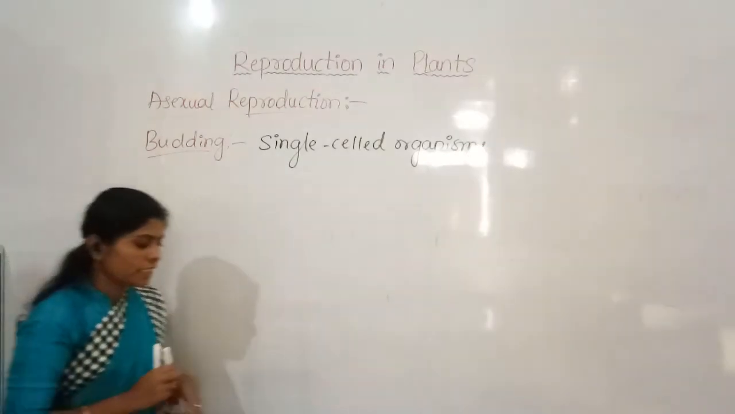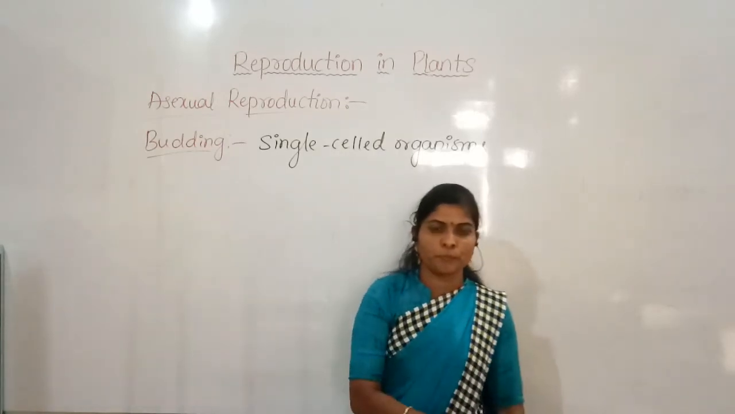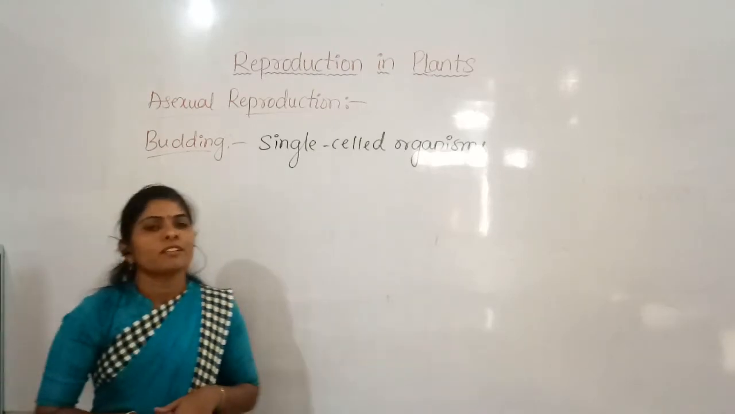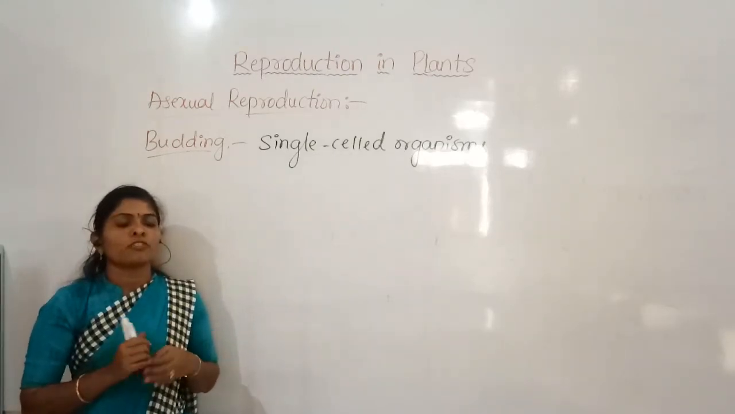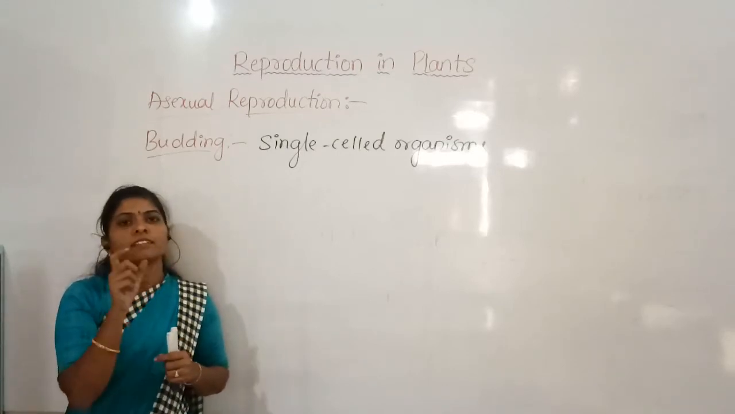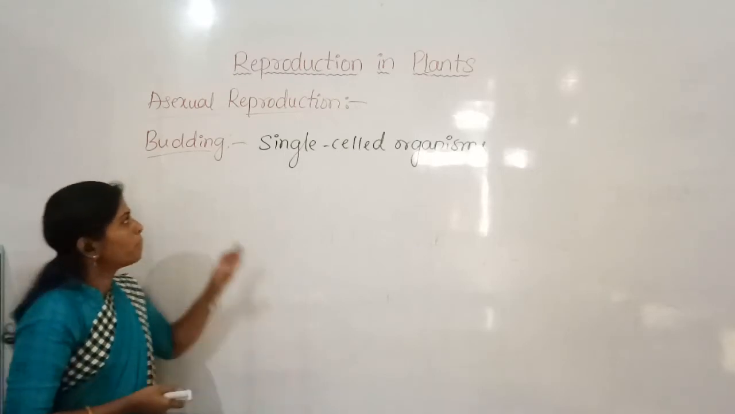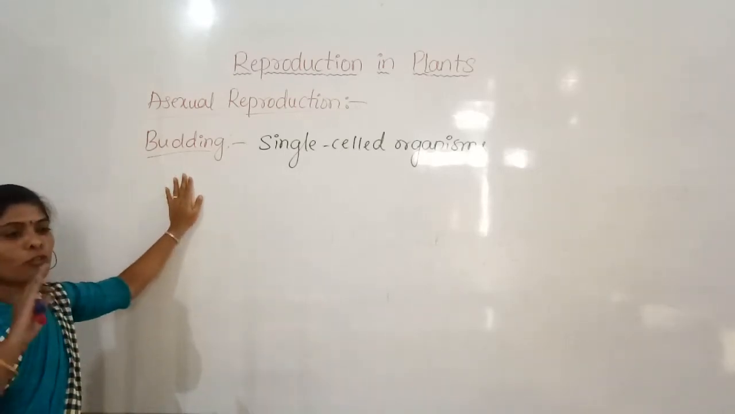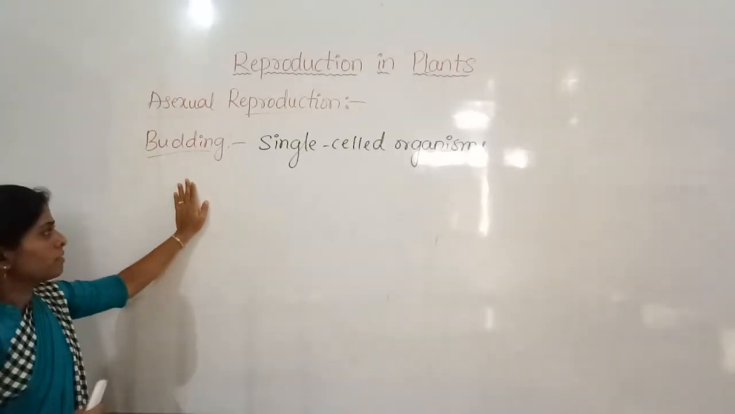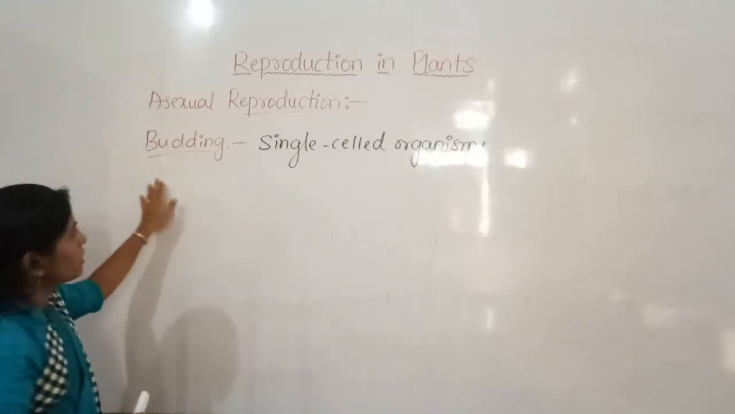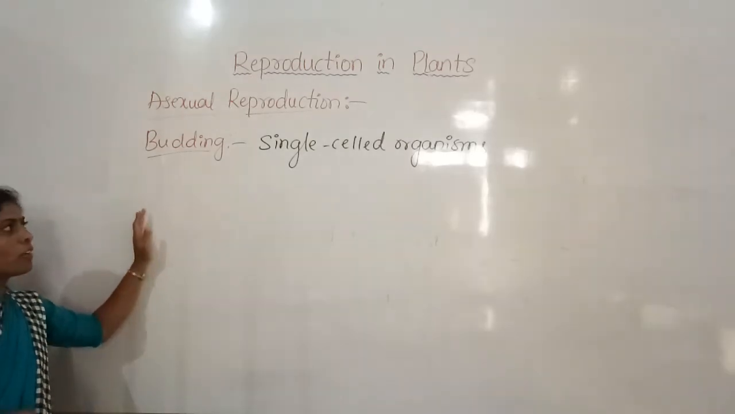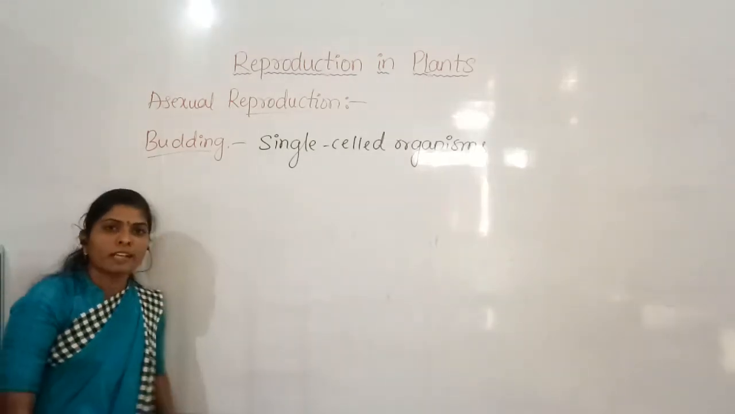You might have seen yeast. We usually use yeast in bakery items. When we add yeast, it grows larger in size in a short time. Budding here means the growth of the organism takes place very fast. How are yeast cells known? They are single celled organisms.